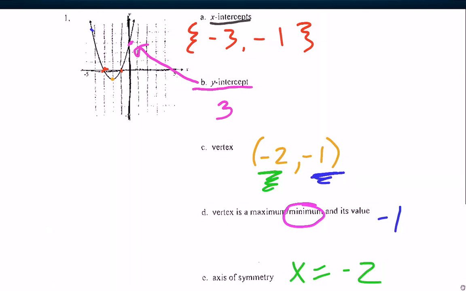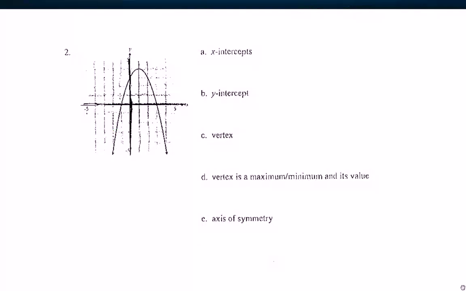So once I found my vertex, I've gotten 3 different things. I've got my vertex, I've got my max or min value, and I've gotten my axis of symmetry. And just so you can see it, let me graph the line, x equals -2. And it's dotted because it's an axis. It's not really a line. It's just showing something on our graph. Okay, let's look at another example.